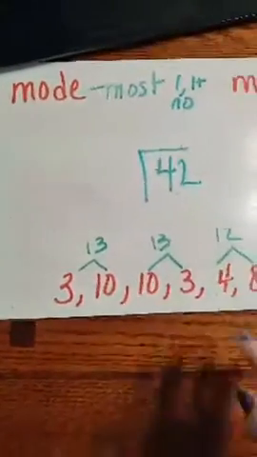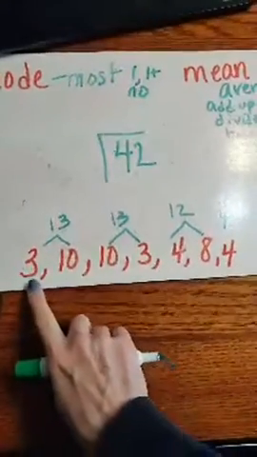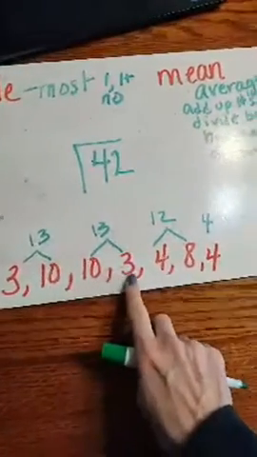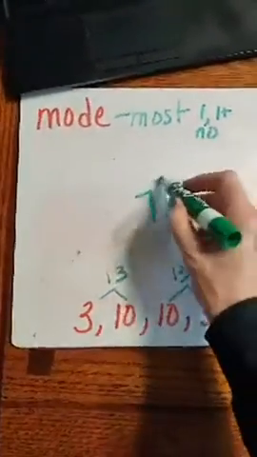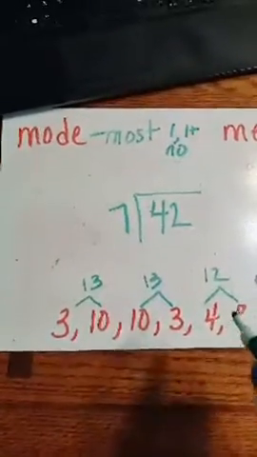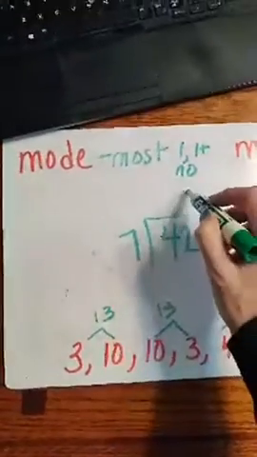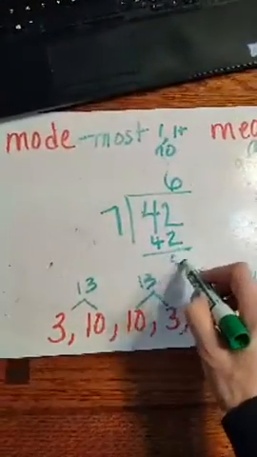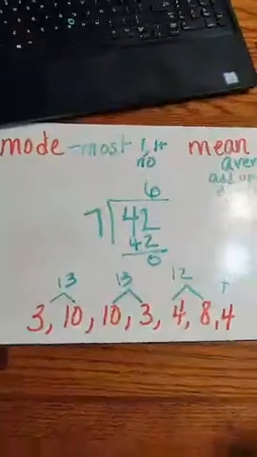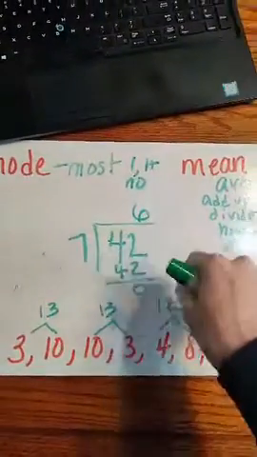Now I divide that total by how many values I have. 1, 2, 3, 4, 5, 6, 7. So I divide by 7. How many 7s in 42? You got it, 6. We can subtract and find out we don't have a remainder. I did it right. And our mean or our average is 6.